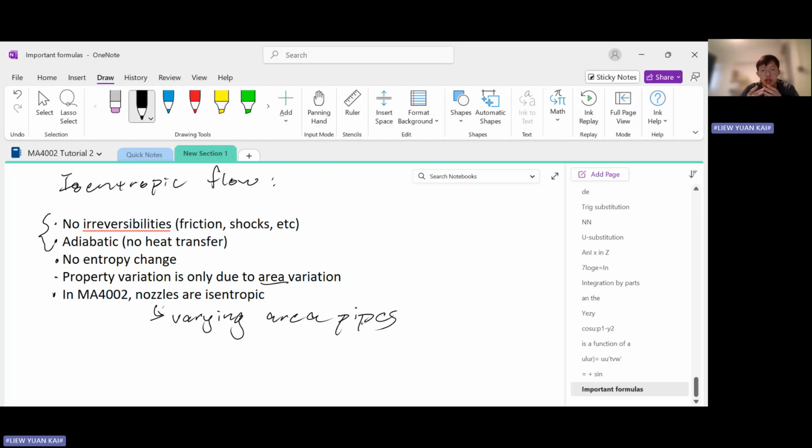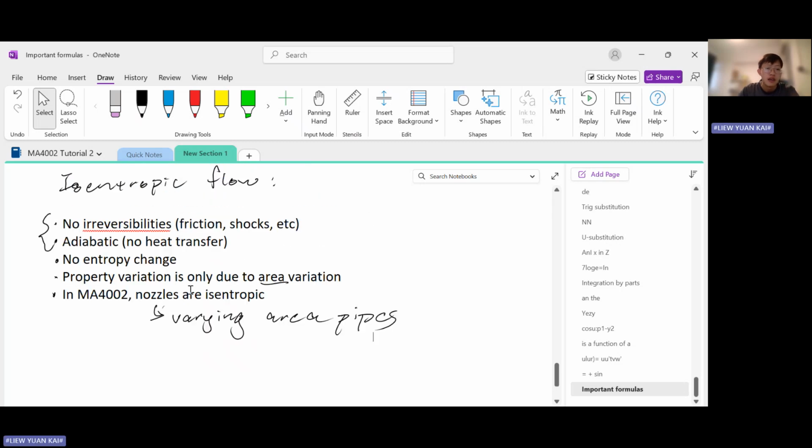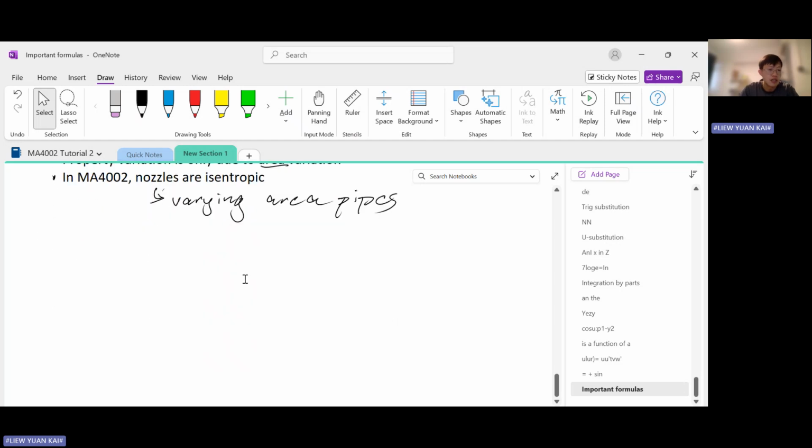We won't deal with a case where it's a nozzle and, for example, heat is being extracted or heat is being injected into the varying area nozzle. It's a bit too complicated for this course. So any nozzles you see in this course are confined to being isentropic. Now, I claim that property variation is only due to area variation. This doesn't make intuitive sense, right? So we need to delve into the math of this idea.